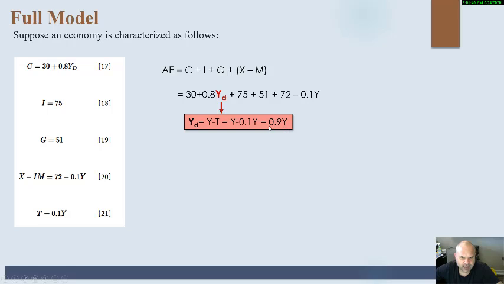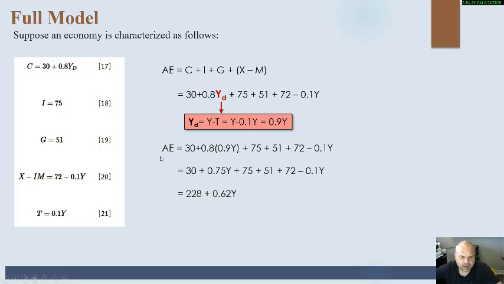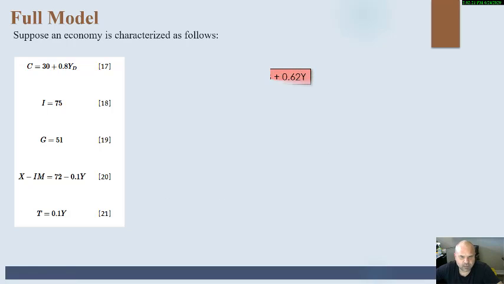Okay, so now we take this and substitute that back into there. So now our aggregate expenditures function is 30 plus this here, which is the 0.8 times disposable income, and plus the rest of the terms on the right. And now we just simplify everything and we get 228 plus 0.62y. And we know that in equilibrium, the aggregate expenditures equals income, and that's how we would solve for the equilibrium level of income. And that's what we will do now.